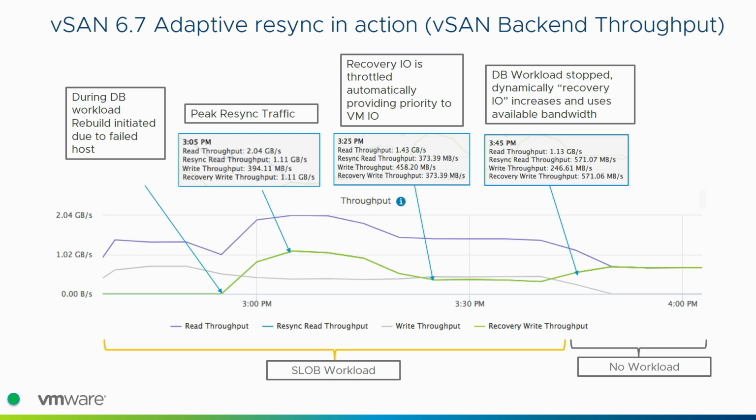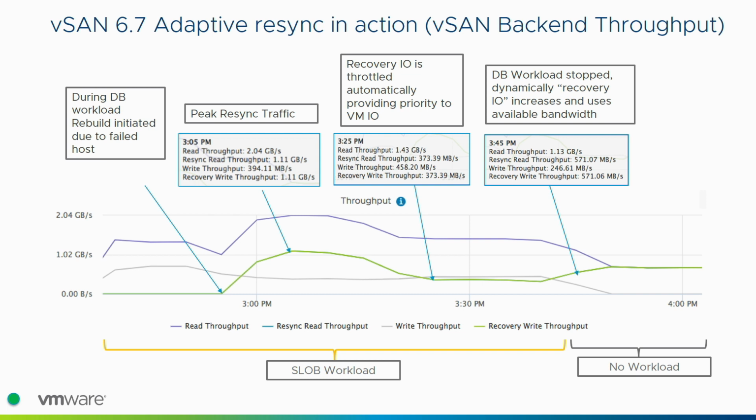Okay, so here's a new feature I'm going to introduce from 6.7. We introduced adaptive resync. What is adaptive resync? Basically, when something happens, for example, you're changing the policy of a VM on the fly from R1 to R5, you enable erasure coding, so we rebuild all the objects to redistribute them from 2 disks to 4 disks, right? So in terms of that, vSAN needs to rebuild the object and resync the object in the backend.